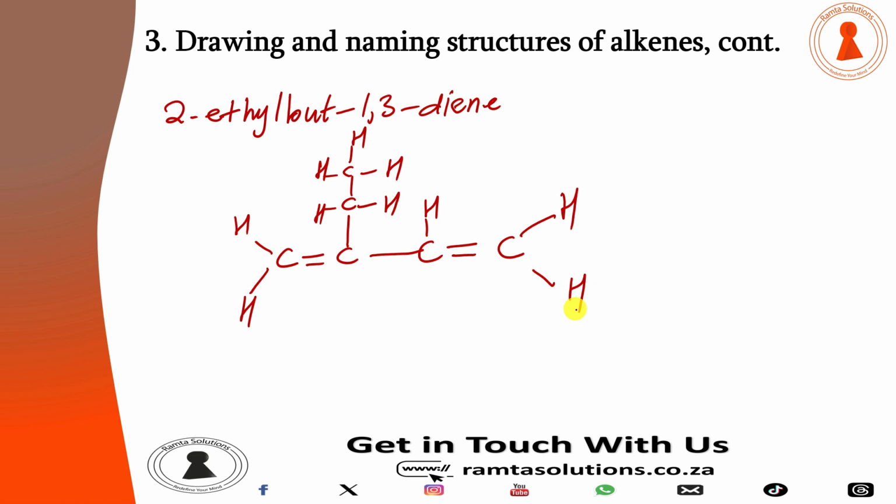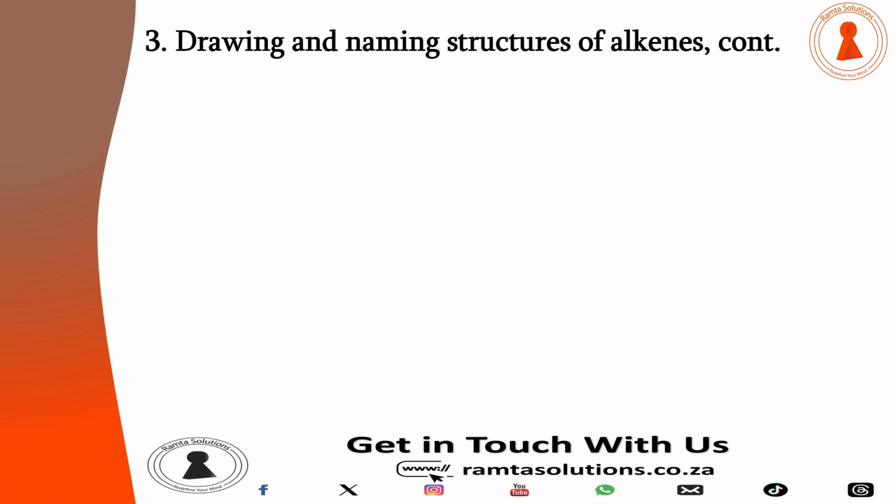Yeah. So this is 2-ethylbuta-1,3-diene. As you can see, I started numbering from the left. This is 1, this is 2, this is 3. And this is how you draw this structure. Okay, this is how you draw this structure. Happy? Perfect.